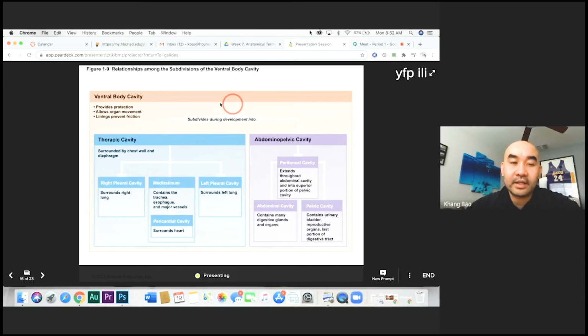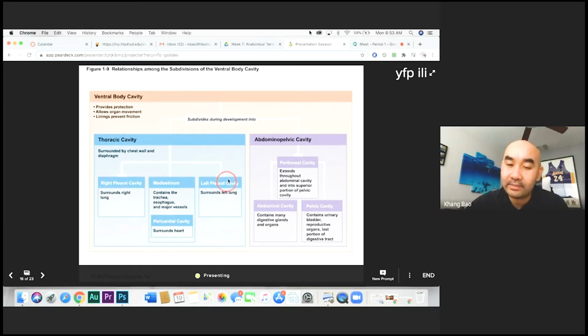Okay. So the ventral body cavity, this is just a diagram for you to see better, is then divided into two cavities. You have the thoracic, which is your chest area. That's the cavity inside your body. It is divided into the right pleural cavity, which is for the right lung. Pleural means lung.